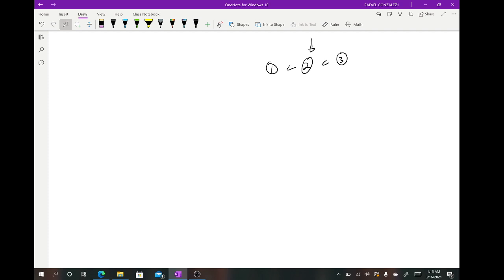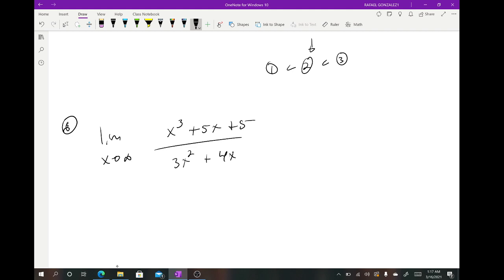You also will have to find limits at infinity and infinite limits. So if somebody tells you, find the limit as x goes to infinity of something like x cubed plus 5x plus 5 divided by 3x squared plus 4x, then you have to be able to find this limit at infinity.